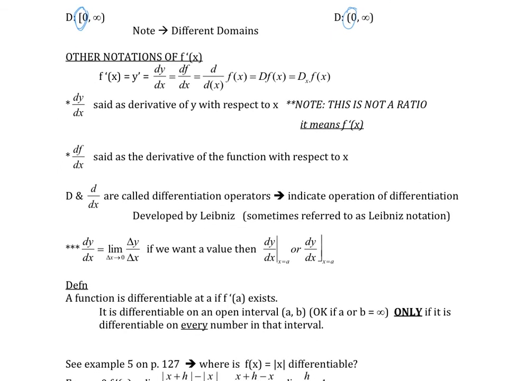Now here we go. This is big time. Let's talk about other notations of f prime of x. F prime of x is the most common notation for the derivative, right? So we have f prime of x. That's the most common, but it's not always the most useful. Let's talk about these other ones. We can say y prime. So if you have y equals 3x plus 5, you can take the derivative and say y prime.